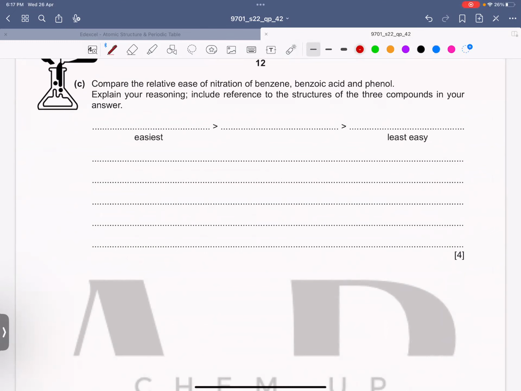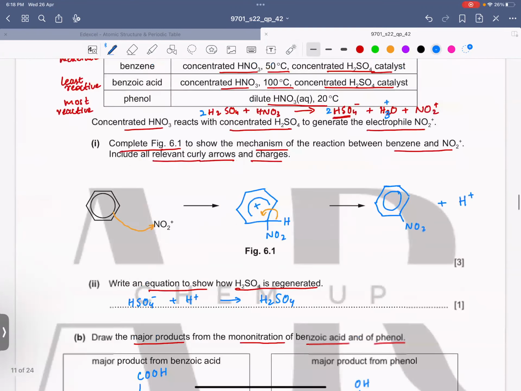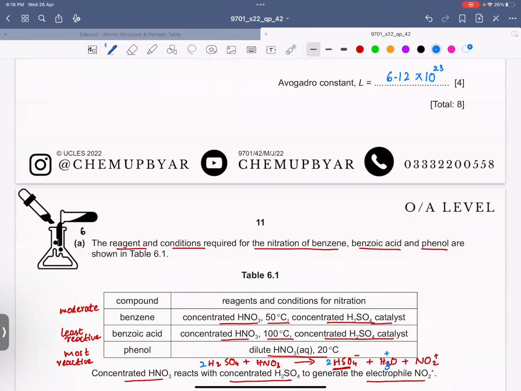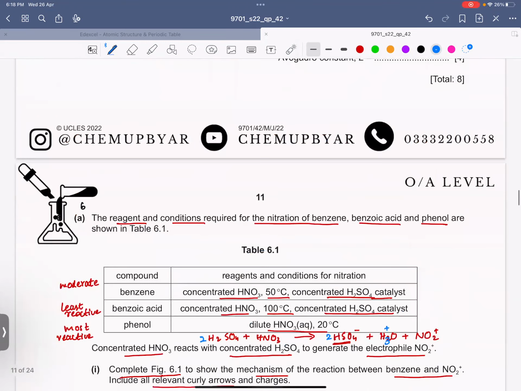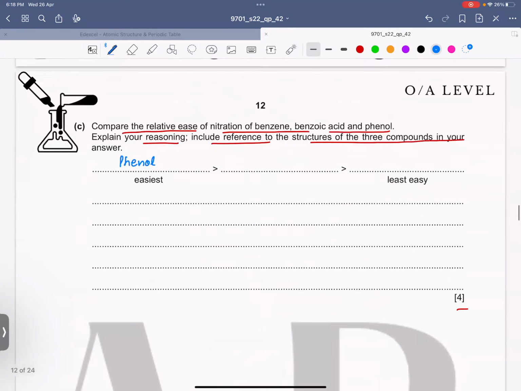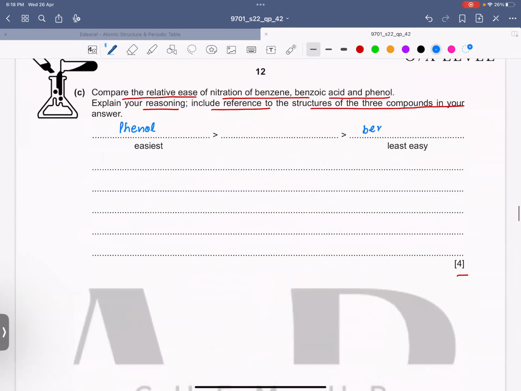Now compare the relative rate of nitration of benzene, benzoic acid, and phenol. Explain your reasoning. Include reference to the structures of the three compounds in your answer. That's what we have already figured out. The easiest one is phenol, because its nitration occurs at 20 degrees Celsius. The hardest one to nitrate is benzoic acid, because its nitration occurs at 100 degrees Celsius. And the moderate one is benzene itself.